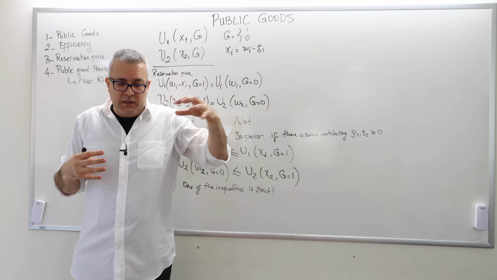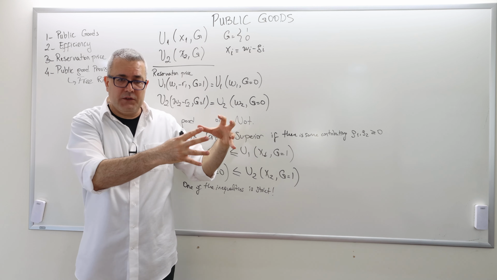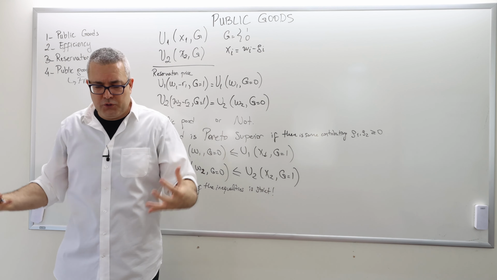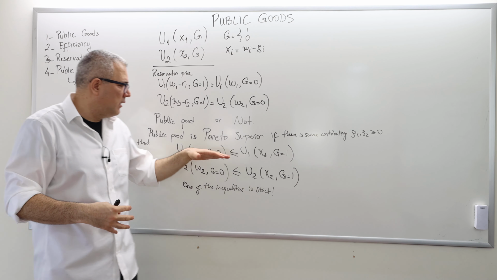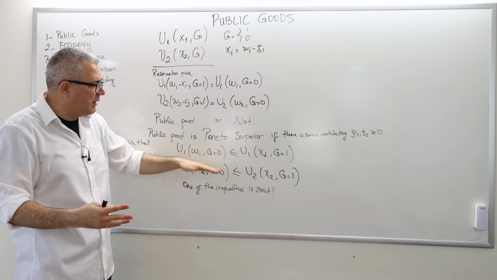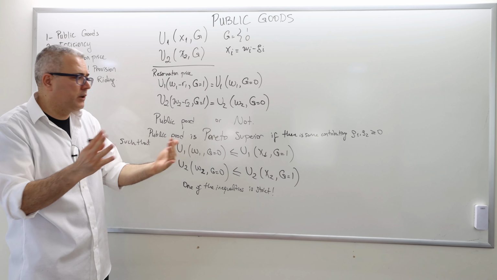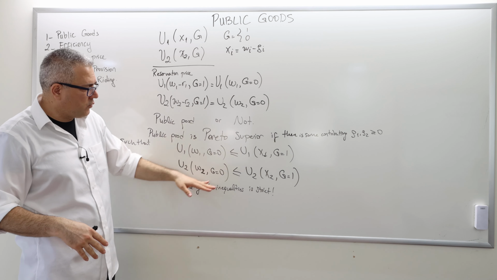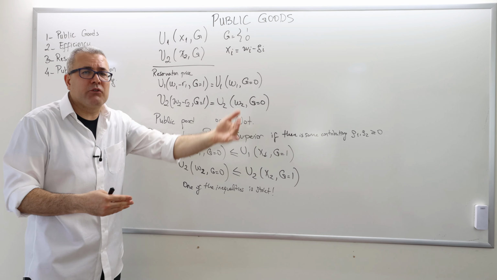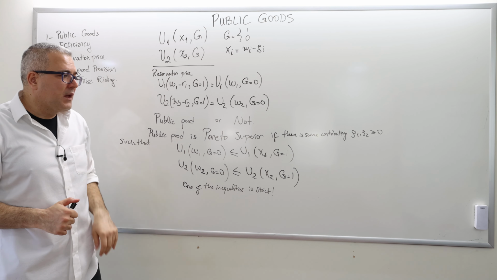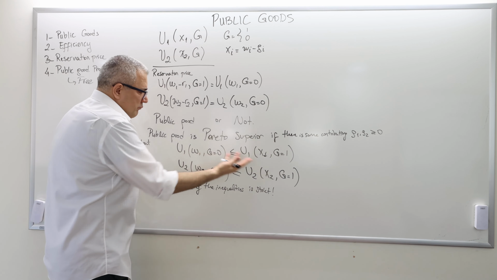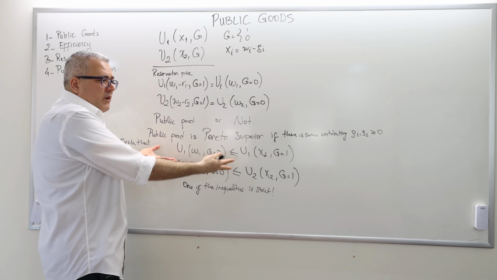It means both agents' utilities are higher when there is a public good than their utilities when there is no public good. If they are the same, it means they are indifferent between having the public good or not. So one of those inequalities should be strict, so that one agent is getting strictly better off. All right? So the thing is, what am I going to do with this inequality?